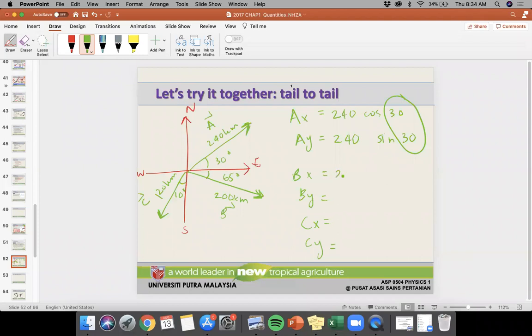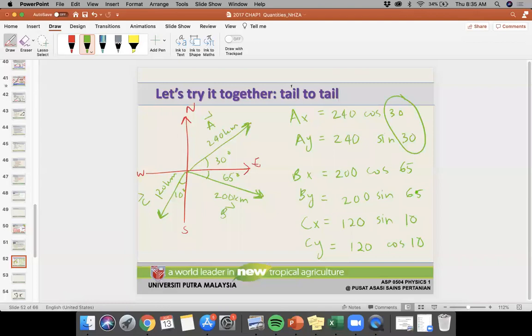BX is 200 cosine 65. Wait, this 200 should be sine. Yep, 200 sine 65. Okay. CX is 120 sine 10. Okay, correct. CY is 120 cosine 10.